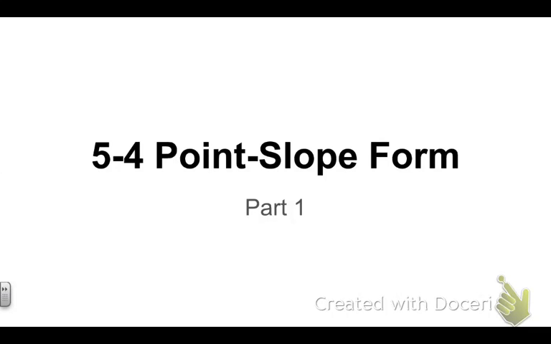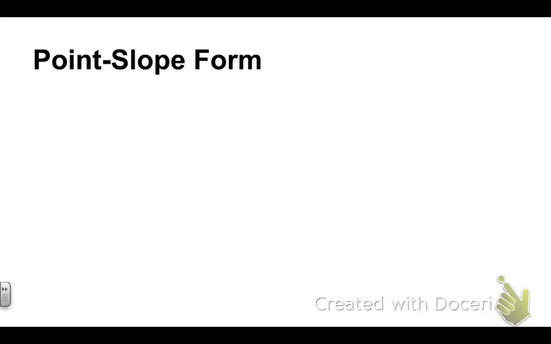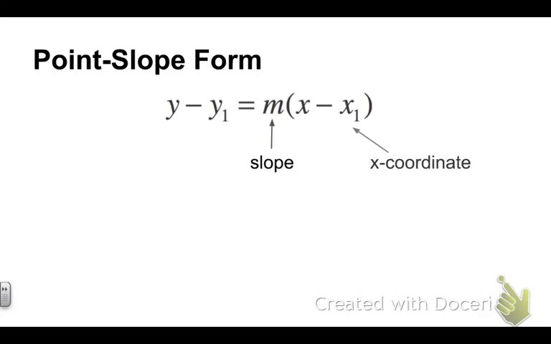Lesson 5.4 is on point-slope form, again, part 1 of part 2, and this is just another way to represent linear equations. So point-slope form looks like y minus y1 is equal to m times x minus x1. Well, you know m is your slope, and then x1 is just simply an x-coordinate.